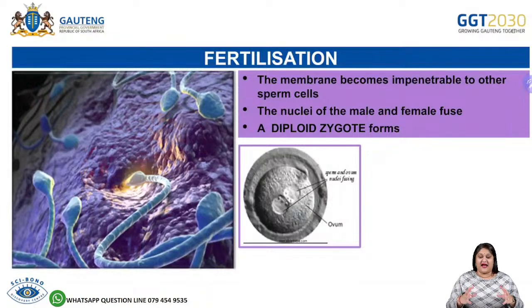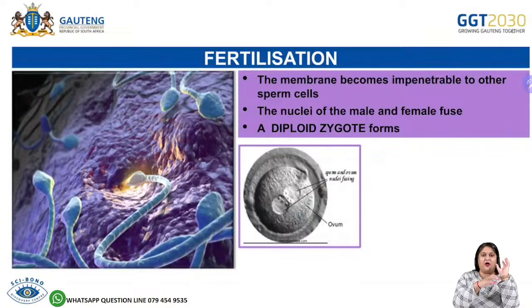The nuclei now of the male and the female are going to fuse. So remember that ovum, it had a haploid nucleus, right? And the sperm cell has a haploid nucleus. So once that head of the sperm enters the ovum, the two nuclei are going to fuse. If I have a haploid and I have a haploid, what am I going to get once they fuse? We're going to have one nucleus now forming, and it's going to be a diploid. Yes, and that structure that forms is called a zygote.